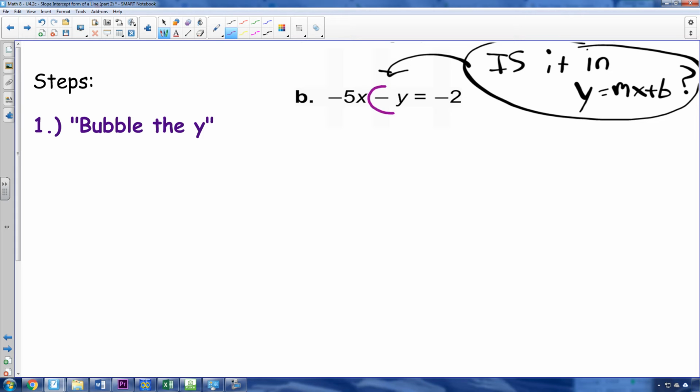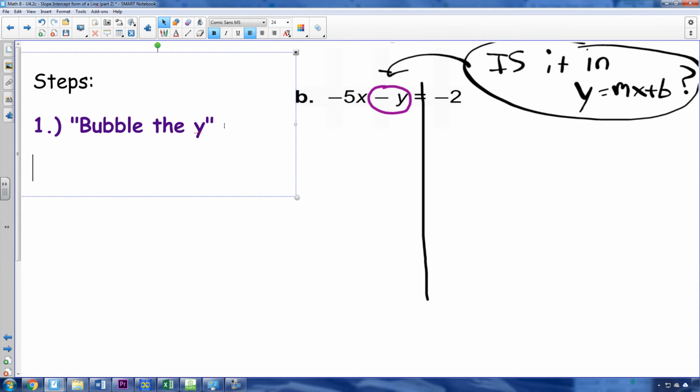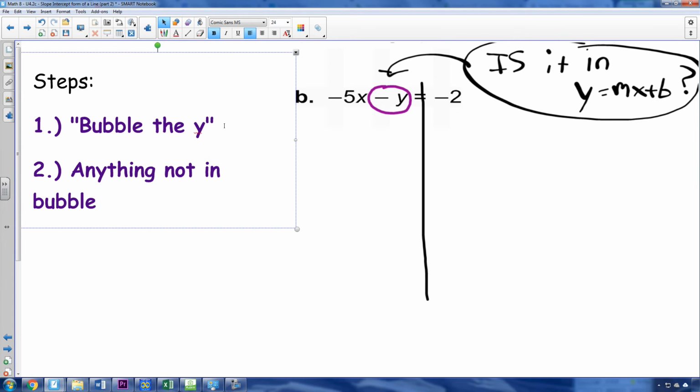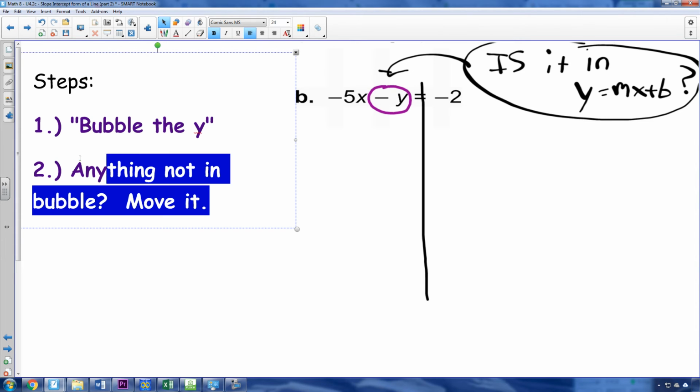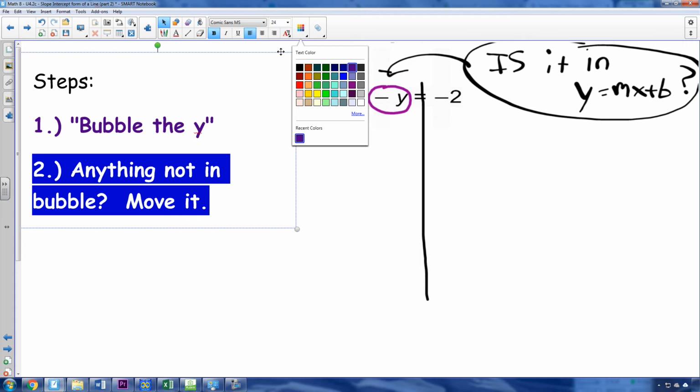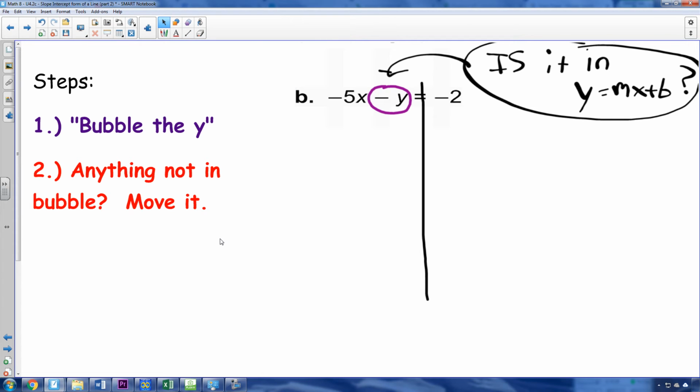The next thing you want to do is get anything that's not in the bubble out of there. We have an equation with two sides, but anything that's not in the bubble has to go. So: anything not in the bubble, move it. How do we actually move something that's not in the bubble? Well, we use algebra. What does algebra say if we want to get rid of that negative 5x? We add 5x to both sides. So I'm going to go ahead and add 5x to both sides.